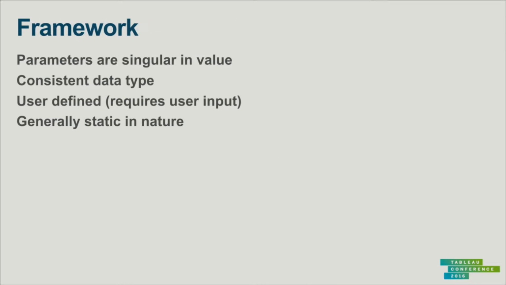So parameters and I had these conversations, and we were really having this kind of language of love conversation, like, well, who are you and how do we work together? And I arrived at this framework. And actually I arrived at this framework because Wilson Poe suggested this framework a couple of years ago. So I want to definitely give him credit for thinking about it this way. Parameters are singular in value. They have a consistent data type. They're user-defined, so you can require user input. And they're generally static in nature, meaning that when you create them, the list of possible values for the parameter is the list that you created it with, unless you go in and manually change it.